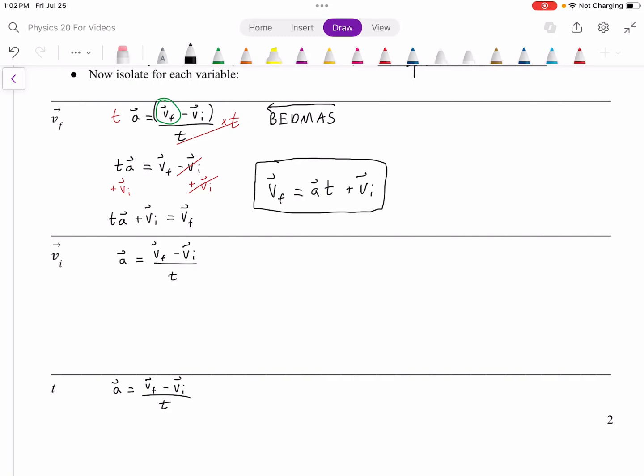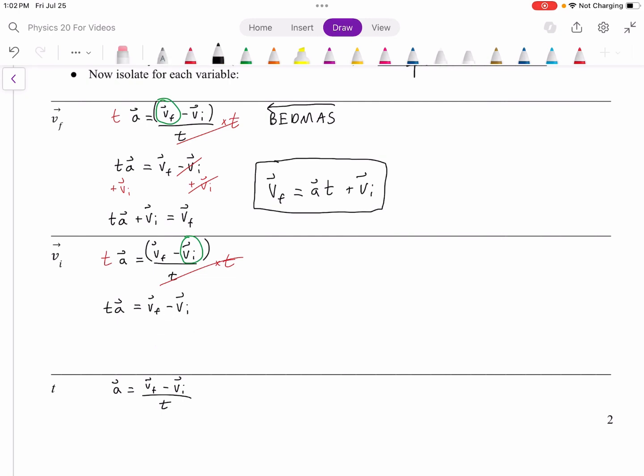So if we take a look here, the acceleration is equal to velocity final minus VI over time. We want to isolate VI now, okay? But again, we know this is all in brackets, right? Everything is being divided by time, so there's implied brackets there. So before I deal with anything inside the brackets, I need to deal with everything outside of the brackets. So everything is being divided by time. Let's multiply both sides by time. That gets me here, okay?